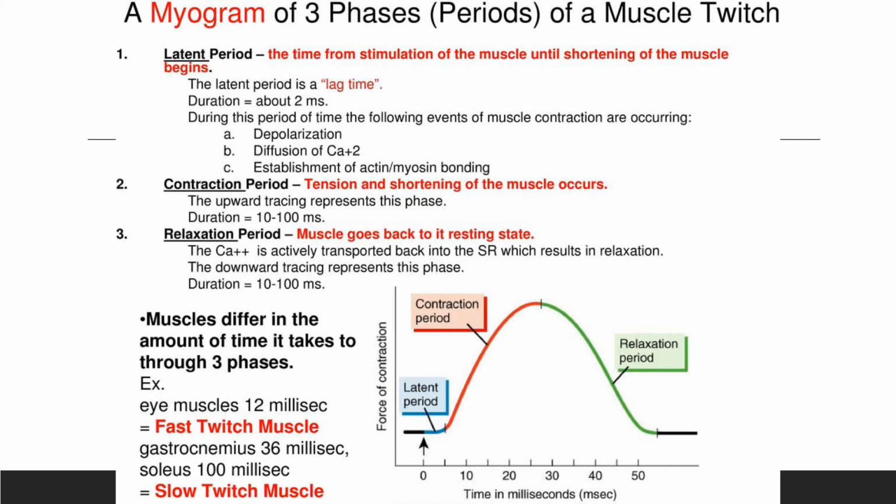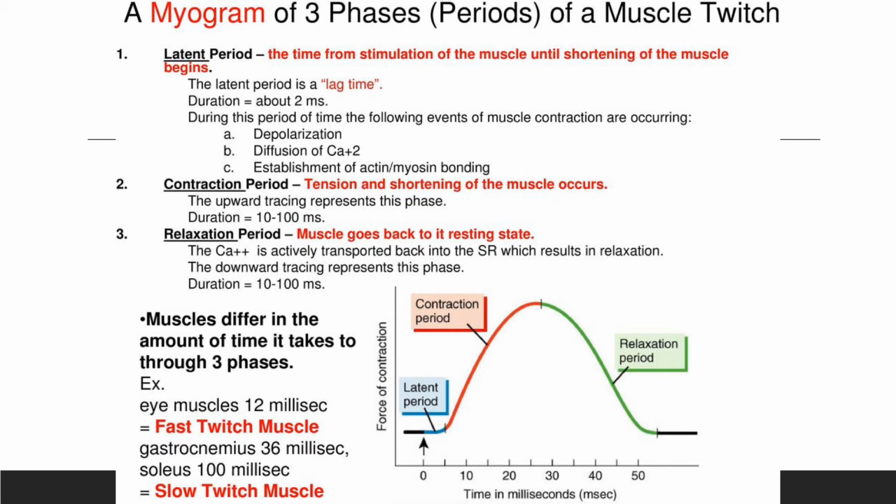This is a little more detail about those 3 phases of a muscle twitch. The latent period is the lag time. It's the time from stimulation of the muscle until shortening of the muscle begins. So this is the time when a stimulus is applied until the contraction will start. The duration is about 2 milliseconds. During this period, depolarization occurs. That just means the action potential travels down the T tubules and causing the calcium to be released from the sarcoplasmic reticulum. During the latent period, the actin myosin will bind together, forming those cross bridges.